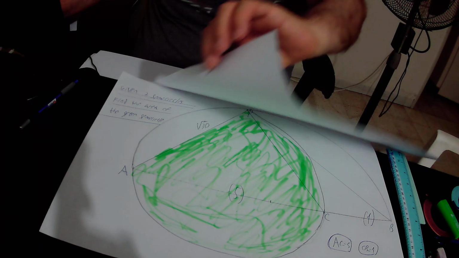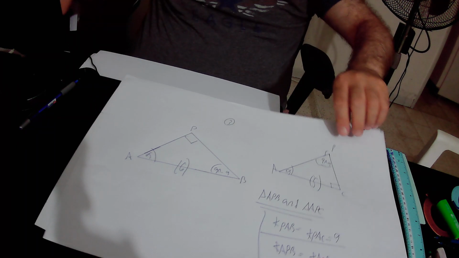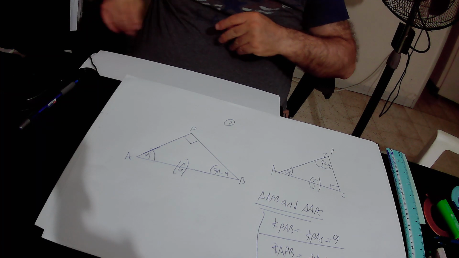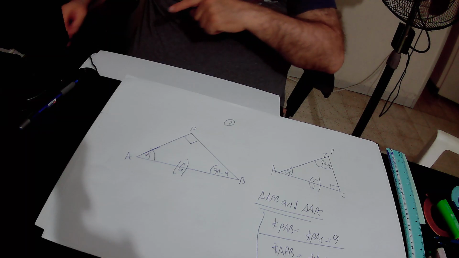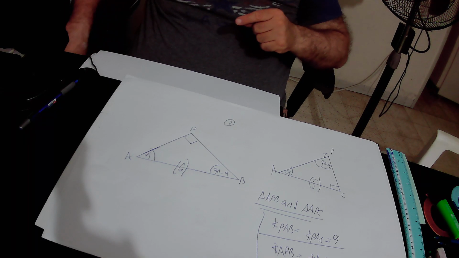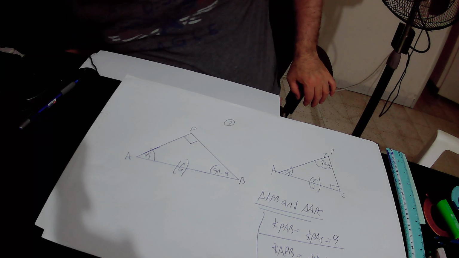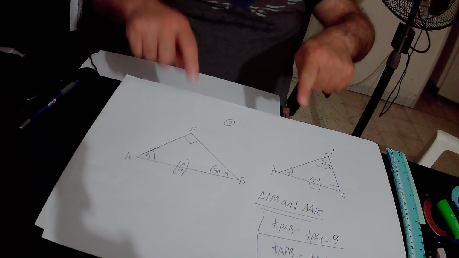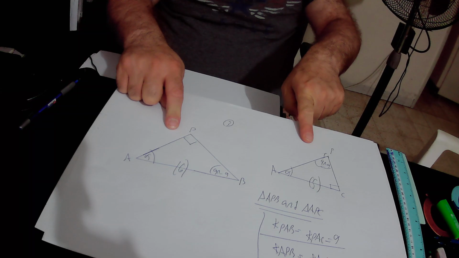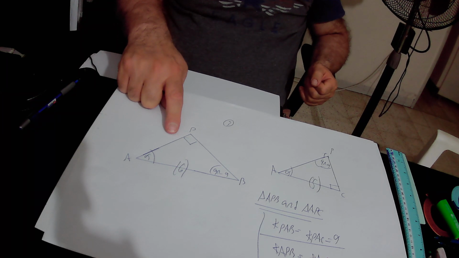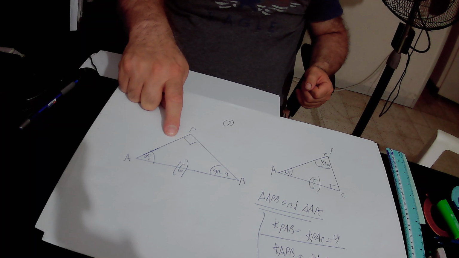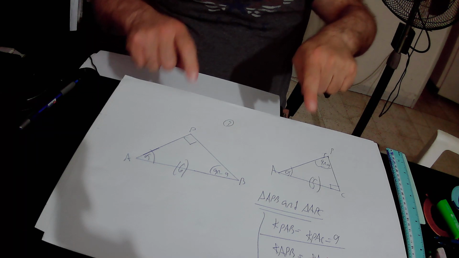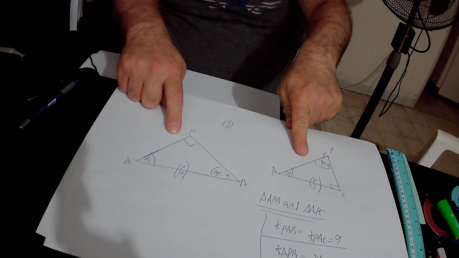Actually, those are the two right triangles that I copied from here, and in the next step we proved that those two right triangles are similar to each other. That is to say, we proved that this right triangle APB is similar to this right triangle APC. So why are those two right triangles similar to each other?